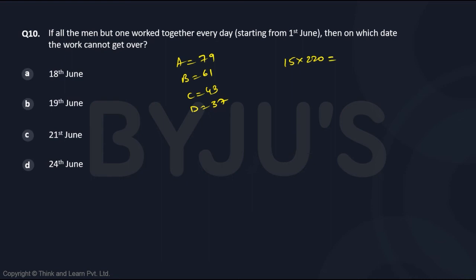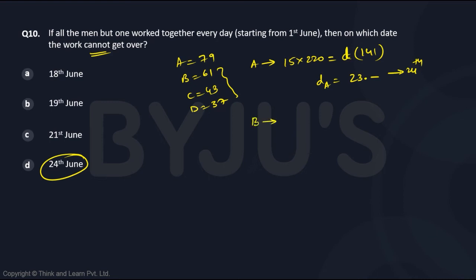Now we have to look at different possibilities. Case number 1, A is missing. If A is missing, then the other 3 will work for time T or days D, and the total of these 3 will be 40, 70, 80, 141. So the days when A is missing is 15 into 220 divided by 141, which means this is 23 point something. So this is the 24th day. So the 24th day is possible. We are talking about cannot get over, which means not possible.